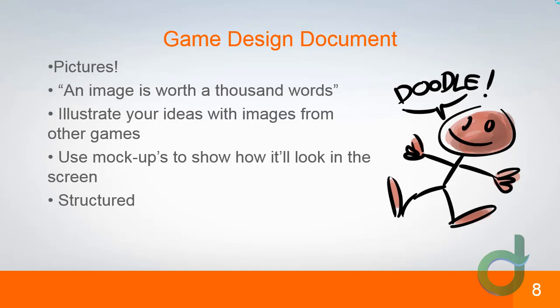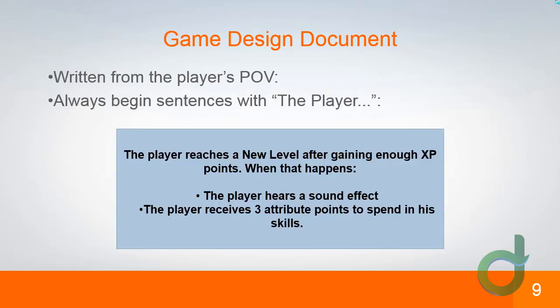And of course, it's important to have a clean document, and to have it really well structured. Generally, game design documents are written from the player's POV. So you always have to begin sentences with the player. So the player reaches a new level after gaining enough XP points. When that happens, the player hears a sound effect, and the player receives 3 attribute points to spend on their skills. So that should be the way you explain a level up. Okay, so that's the way to do it.